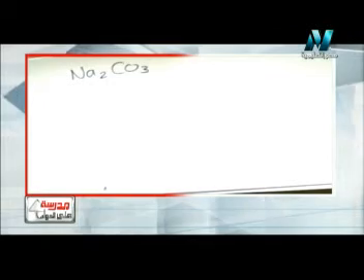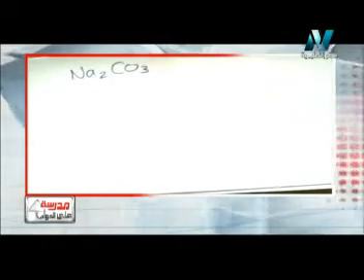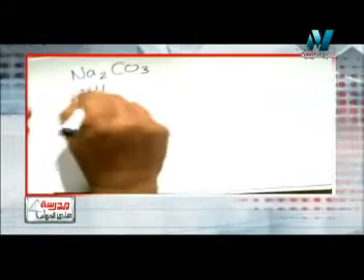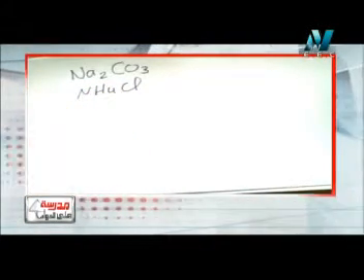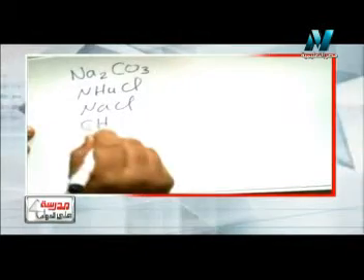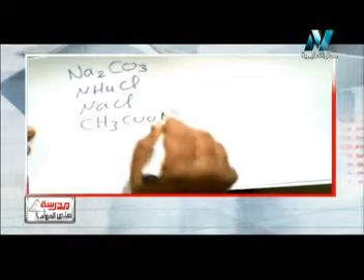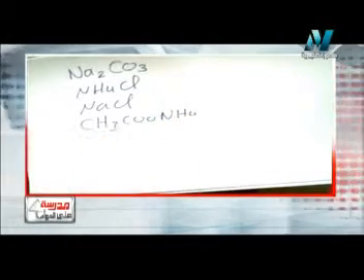Now give reason: sodium carbonate solution has alkaline effect on litmus paper, while ammonium chloride has acidic effect on it. Let's add sodium chloride and ammonium acetate. Sodium carbonate is alkaline, ammonium chloride is acidic, and these are neutral.